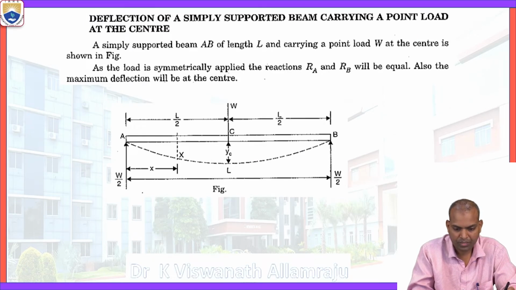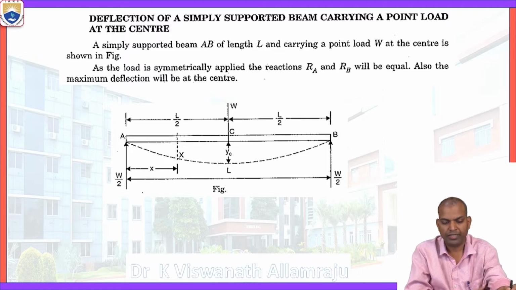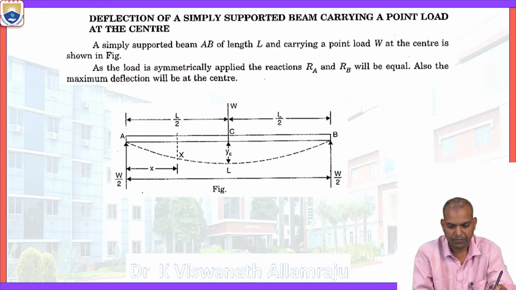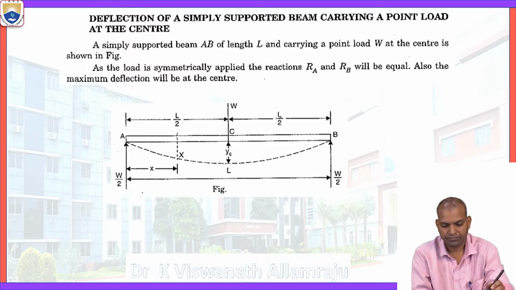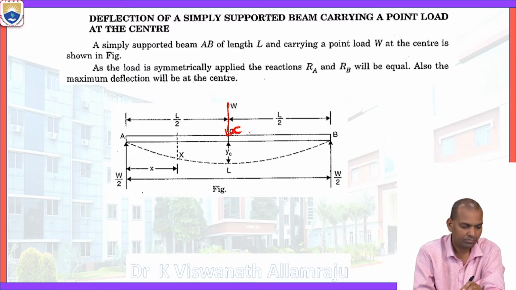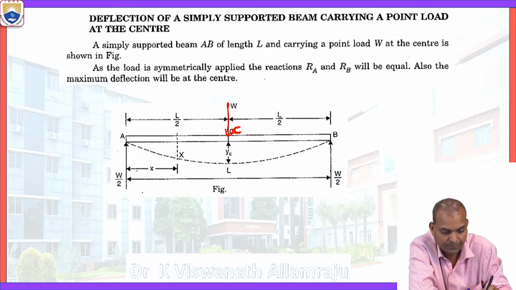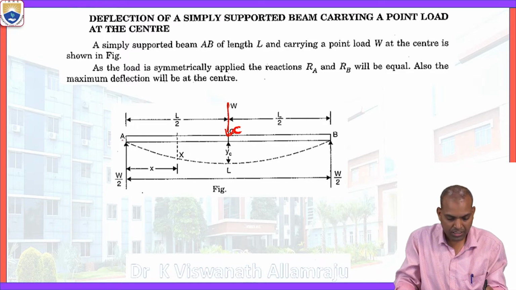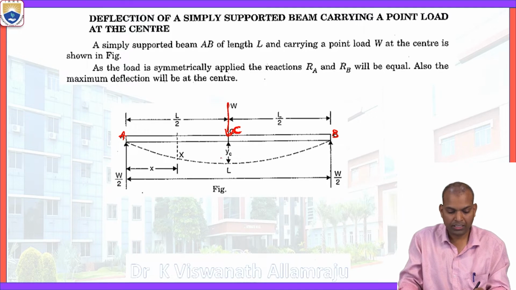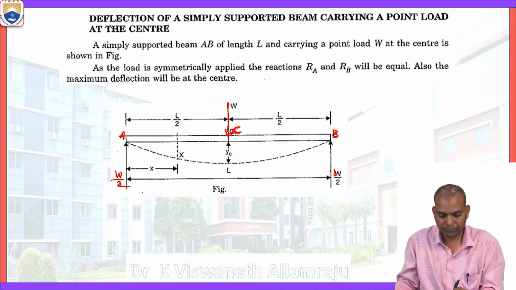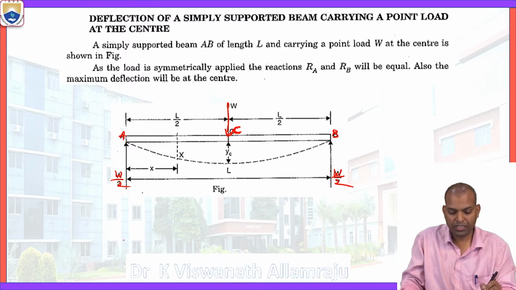Let us begin with this double integration method. How to find the slope and deflection of a simply supported beam carrying a point load at the center. The span of the beam AB is L, it is simply supported, and the point load W acts at the center. As the load is symmetrically applied, the reactions RA and RB are equal. RA equals RB equals W by 2 each, as W is shared by the two supports. And the maximum deflection can be observed at the center, that is YC.